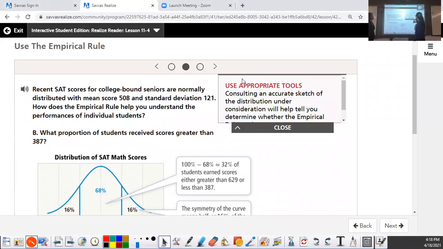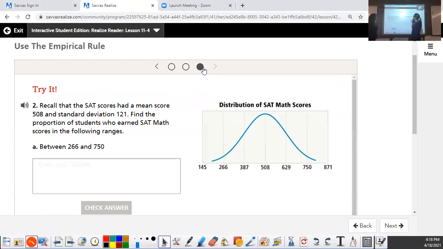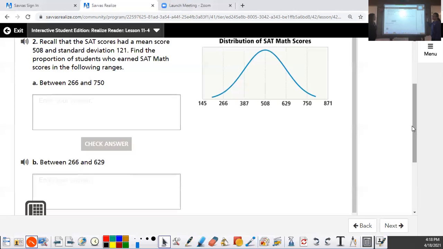Do we look at that? Consulting an accurate sketch of the distribution under consideration will help determine whether the empirical rule applies. So it applies if it's a normal distribution. I always look for the word normal in the directions too. This is very, very parallel to what we just talked about. So we'll let you try that.